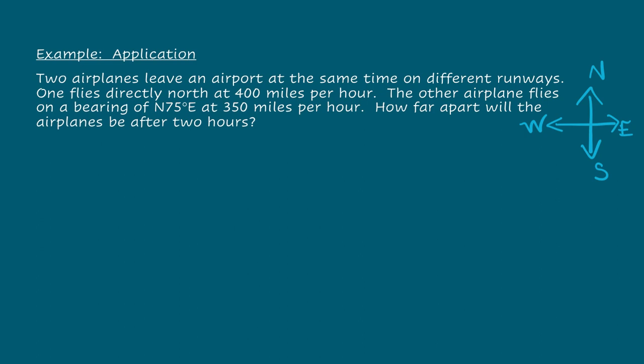So two airplanes leave an airport at the same time on different runways. One flies directly north at 400 miles per hour, so one's going up this way, up here to the north, and the other plane flies at a bearing of northeast with a 75-degree change there from north. So at 350 miles per hour, how far apart will they be after 2 hours? All right, so let's see if we can make a sketch there. So after 2 hours, the plane flying at 400 miles per hour has traveled about 800 miles.